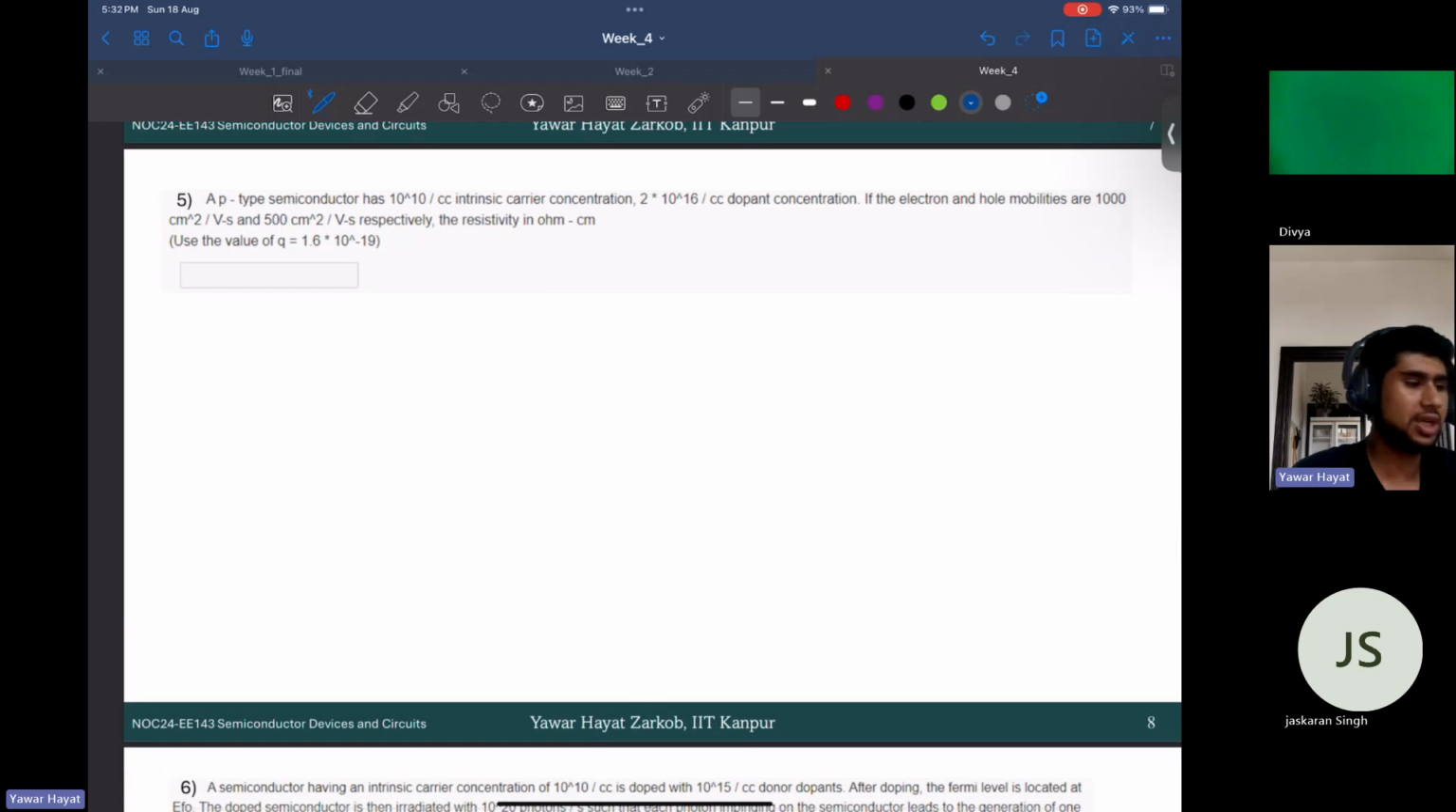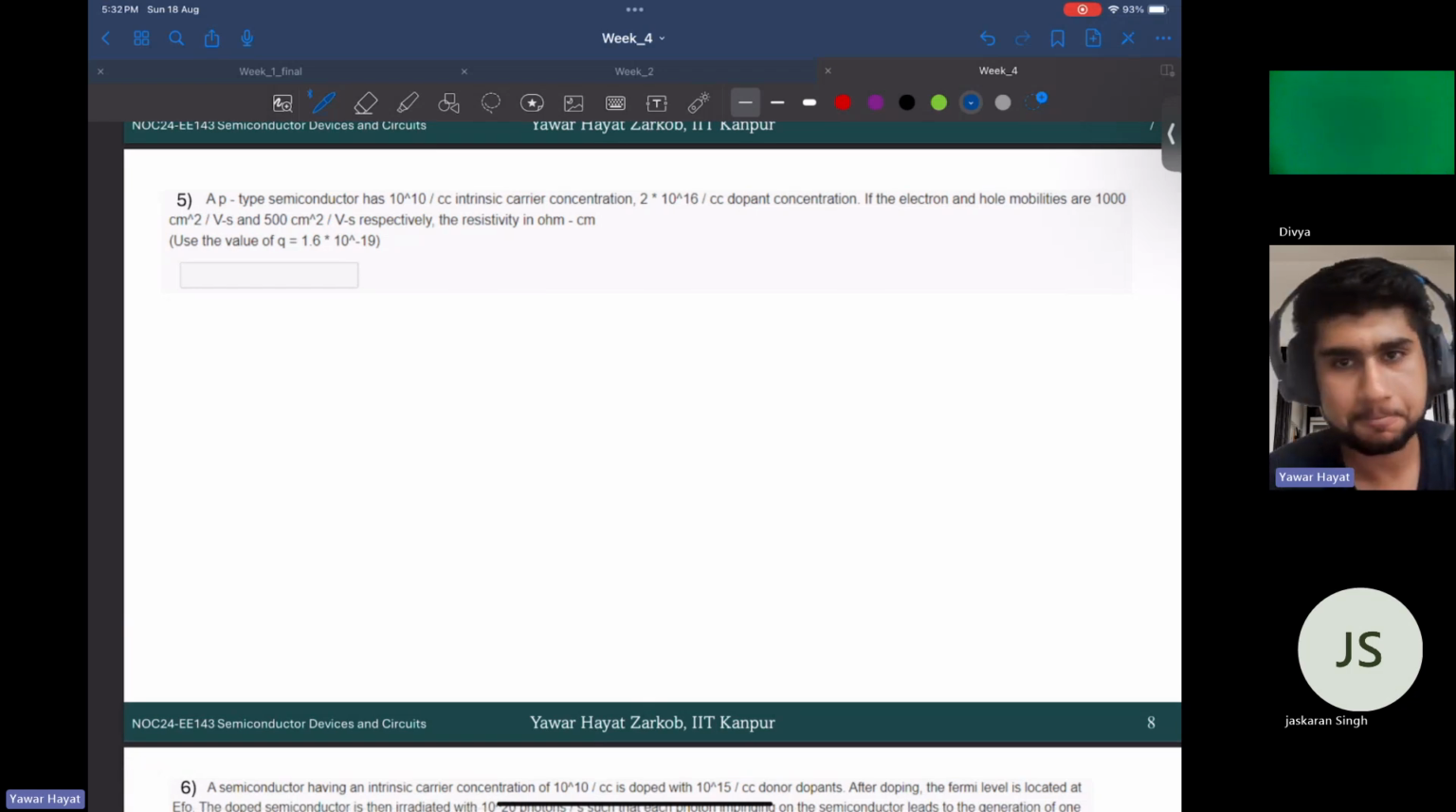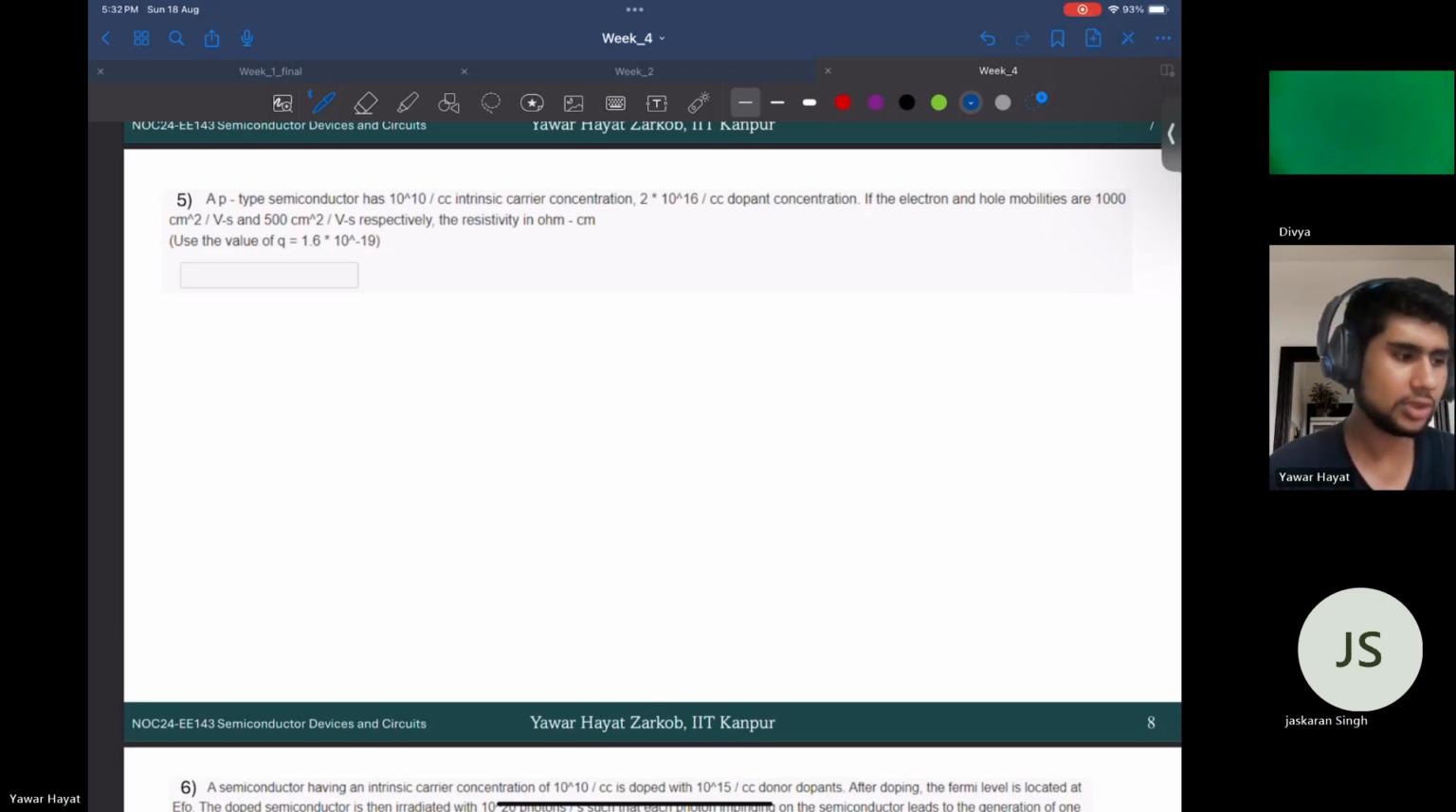A p-type semiconductor has 10 to the power 10 per centimeter cube intrinsic carrier concentration, and 2 into 10 to the power 16 per centimeter cube dopant concentration. If electron and hole mobilities are 1000 and 500 respectively in the respective units, the resistivity is the thing that we need to compute, right?